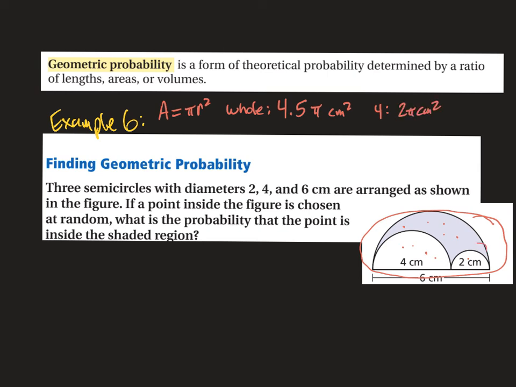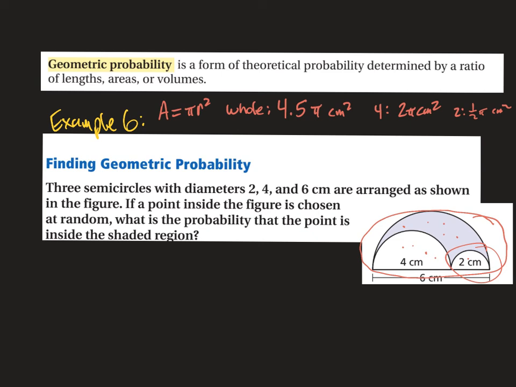And then this little circle down here, this 2 centimeter circle, has a radius of 1. The area of the full-size circle down there would be 1 pi, and we need half of that, so that's a half a pi. So that's half pi centimeters squared.